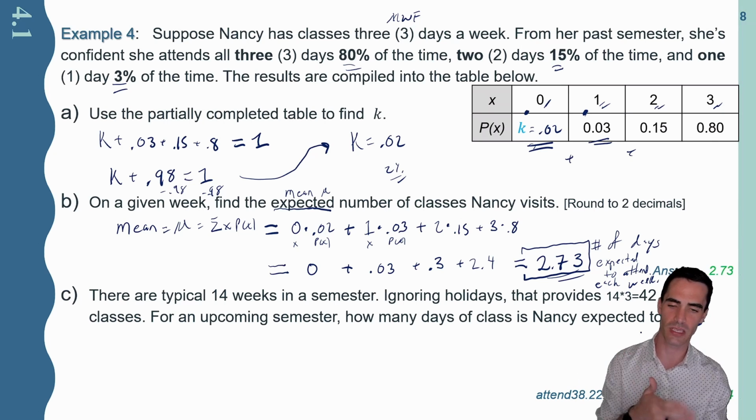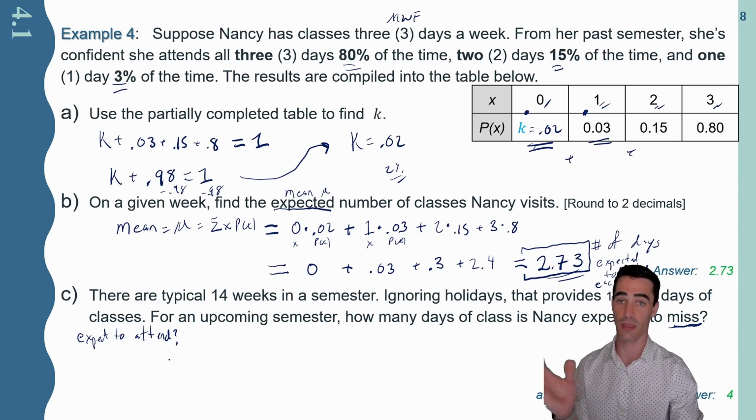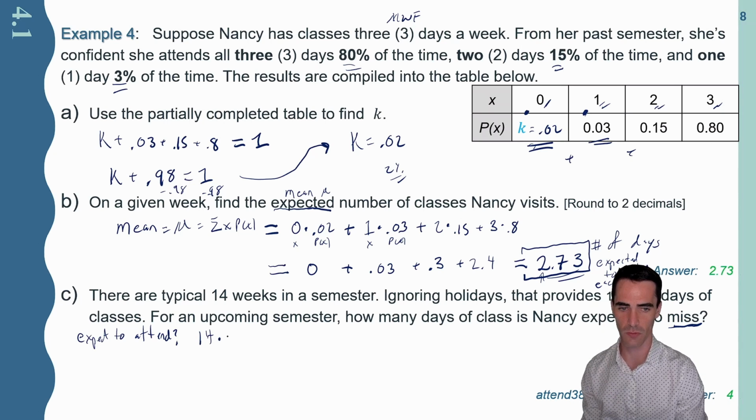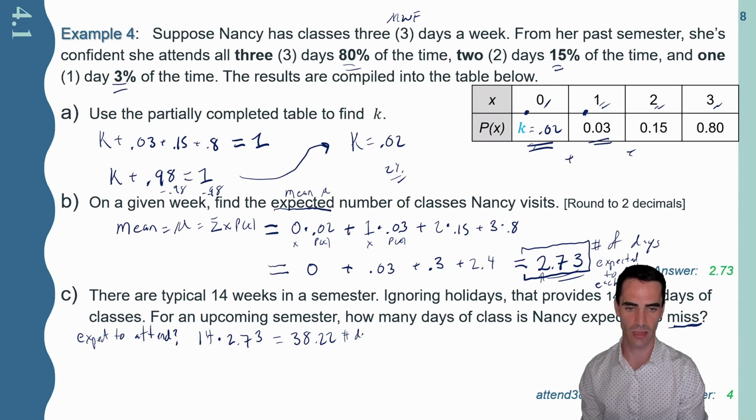There's a couple different ways to do this. Let me start with this way. How many do we expect her to attend? Expect to attend. Out of the 14 weeks, well, I know she's expected every week to attend 2.73. So why don't I multiply those two together? That's 14 weeks times 2.73, which should give me a number like 38.22 as the total number of days to attend. That's how much we expect her to attend.